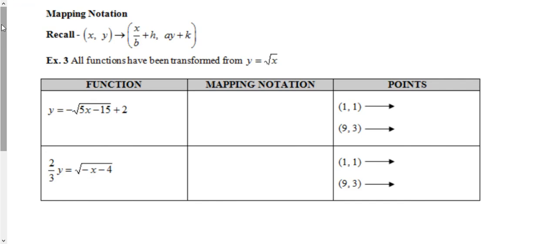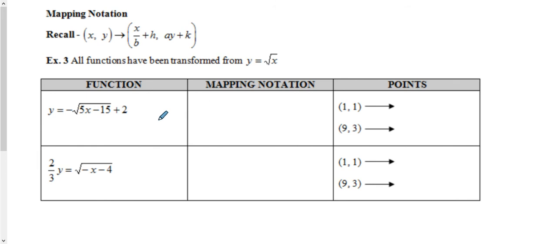We're going to talk about mapping notation really quickly here. Mapping notation is still the same as before in our transformations unit. So if you had (x, y) original and you want to map it out, you're still going to have to reciprocate your b value. So this is either 1 over b or x divided by b, however you want to write that. It's going to be reciprocated plus h, comma, ay plus k, and a is your vertical stretch affecting your y, k is your vertical translation, h here is your horizontal translation.